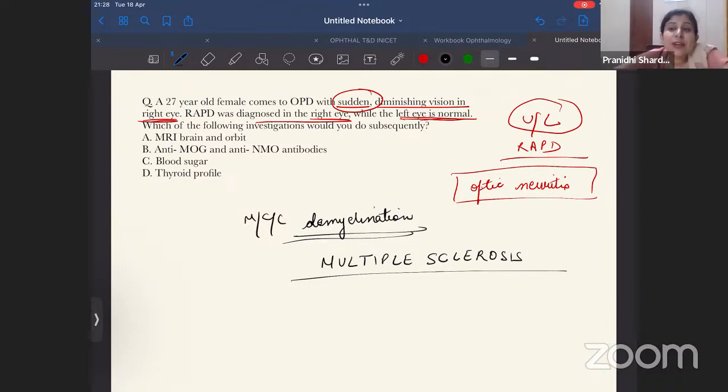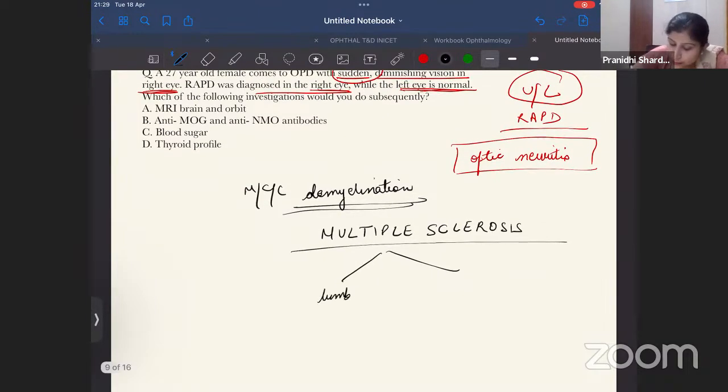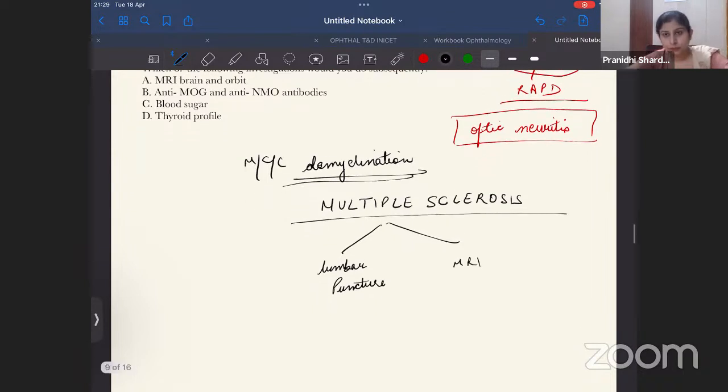We know that optic neuritis is a demyelinating disease. So for a demyelinating disease of the brain, we need MRI as our investigation, and MRI is the investigation of choice even in multiple sclerosis. There are two main investigations which we need in MS. One is the invasive procedure, lumbar puncture, and the other, non-invasive, is the MRI.